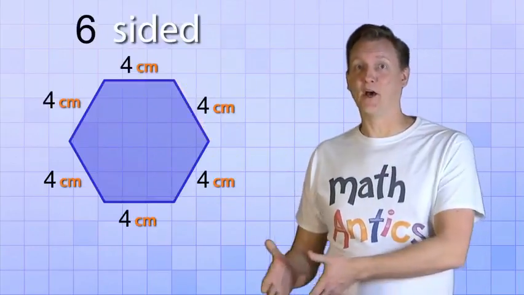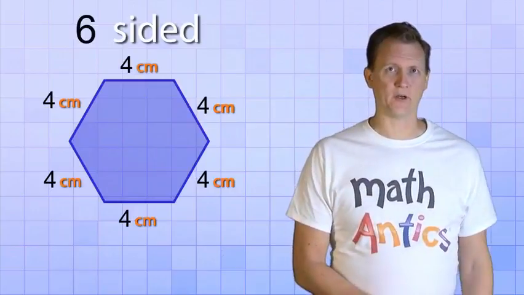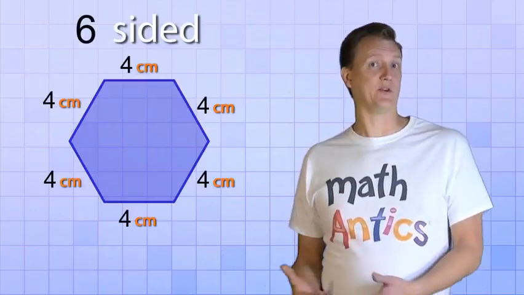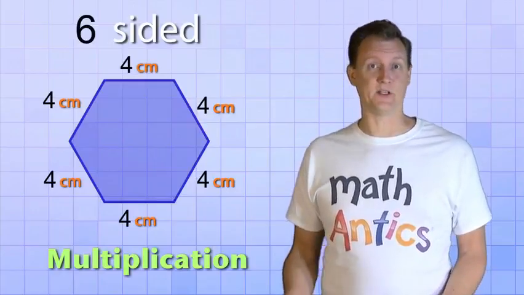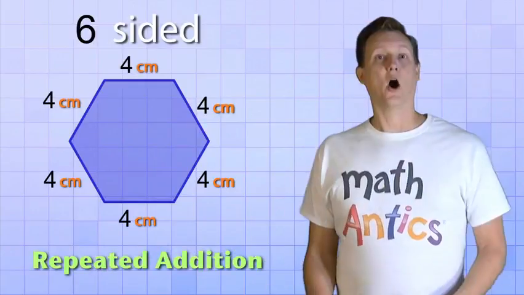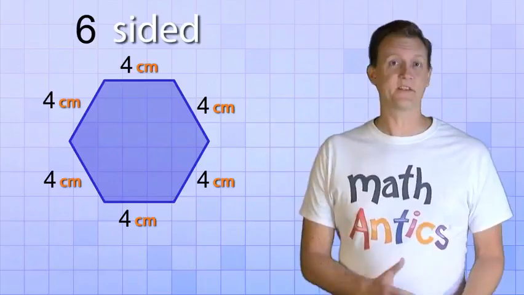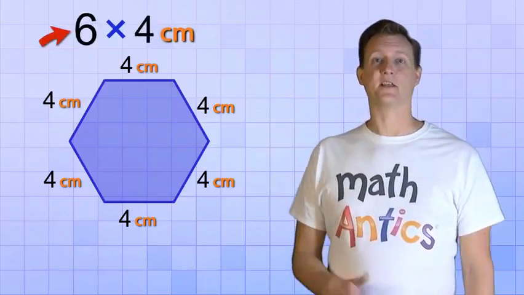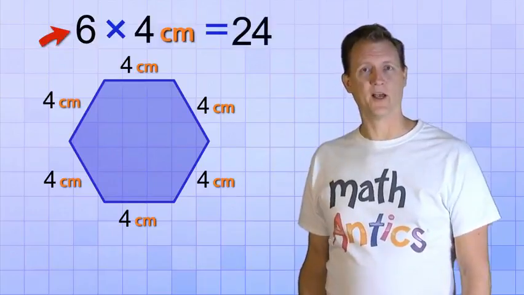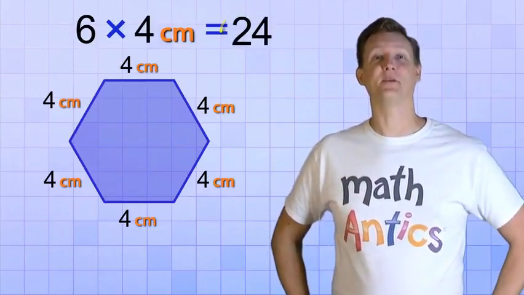Now, we could just add up all the sides like we did before, but since they're all the same, we can use multiplication as a shortcut. That's because multiplication is really just repeated addition. All we have to do is multiply the number of sides, 6, by the length of the sides, 4 centimeters. 6 times 4 equals 24, so that means the total perimeter must be 24. 24 what? Oh, centimeters. That's better.